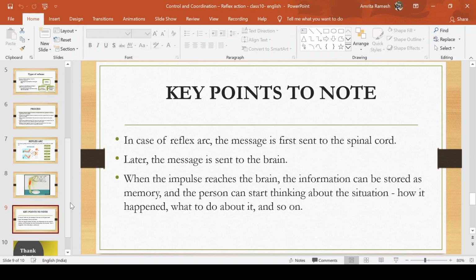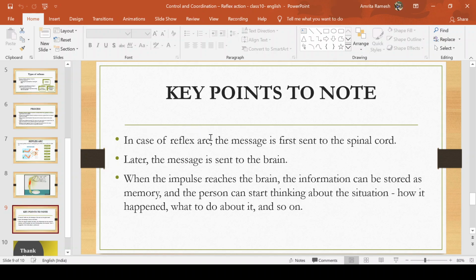So later the message is sent to the brain because the brain will understand and think about why this happened, what is wrong with the situation, and what I should be careful of next time. All this analysis is done by the brain at a later stage. First the response has to be to quickly take the hand off, then the response is to think and analyze. That is why the brain is involved at a later point. The first time, it is only the spinal cord that is involved.